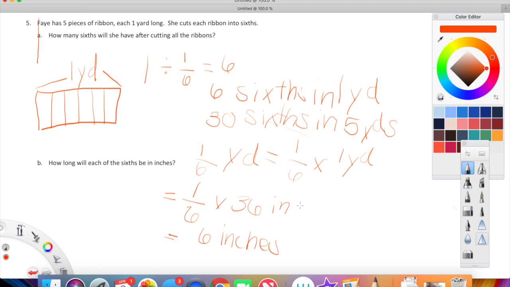So Faye will have 36 6ths after cutting all the ribbons.